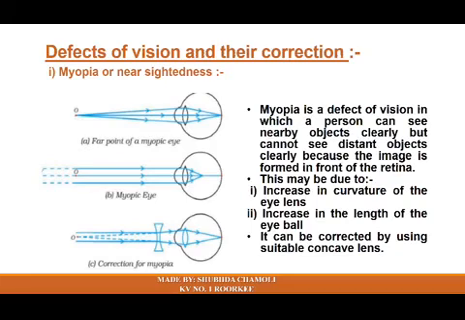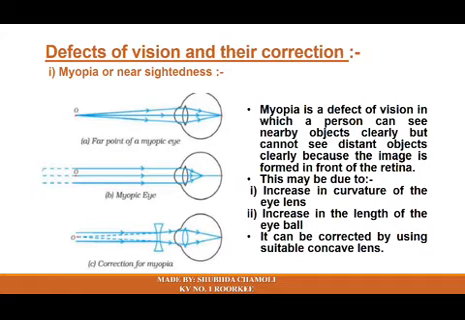About the defects of vision and their correction. So there are three defects of vision: myopia, hypermetropia and presbyopia. So let us start with myopia first. Myopia is also known as nearsightedness.